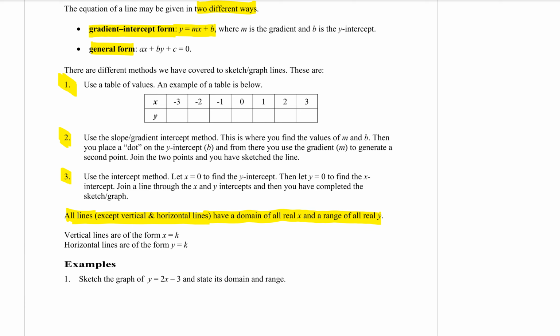Vertical lines are always x equals a number, because it's x-axis, you're going through the x-axis at that number, so they're vertical lines. Horizontal lines is when it's y equals a number. So y equals 2 going through the y-axis. Horizontal lines through the y-axis at that number. All right, that's the theory part.